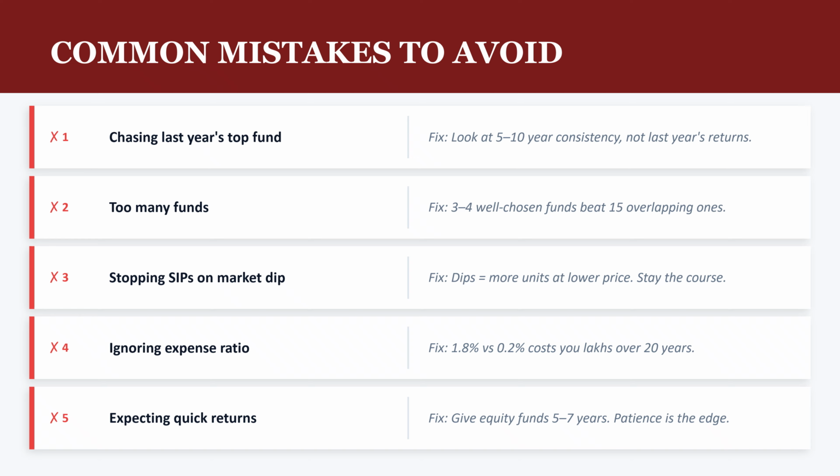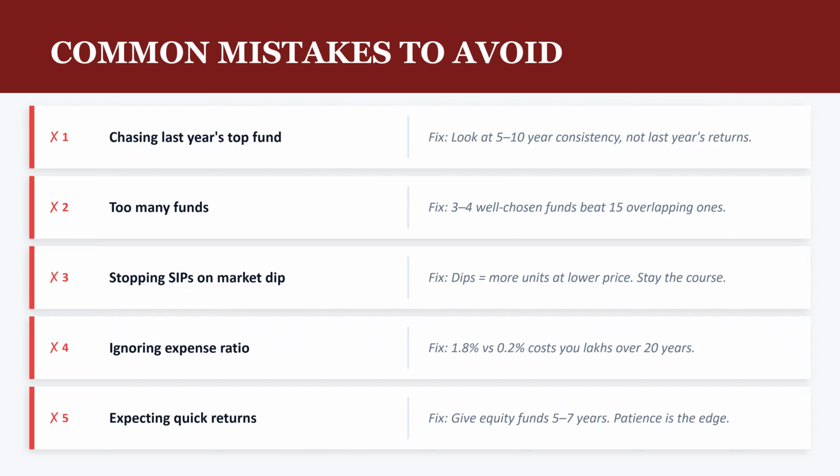The third point is stopping SIPs when the market falls, like right now. This is the worst thing you can do when the market dips. Your SIP should buy more units at the lower NAV.